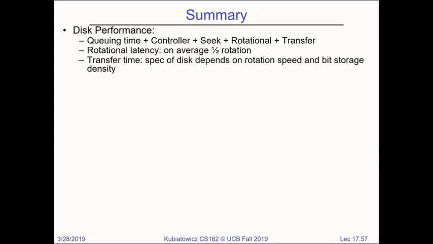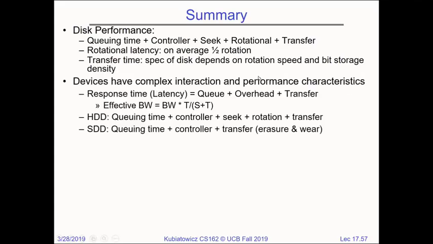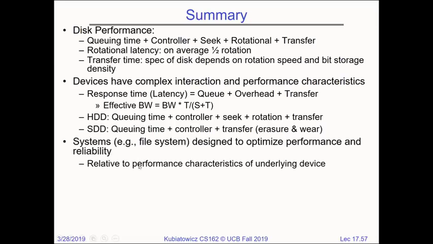So in conclusion, we talked about disk performance. Queuing time plus controller plus seek plus rotational plus transfer. We talked about rotational latency is on average a half a rotation, and the transfer time is basically the spec of the disk and how fast it's spinning and what the bit density is. We talked about very complicated device interactions, response time being queue plus overhead plus transfer. Talked about hard disk drives and solid state disk drives, or solid state disks.